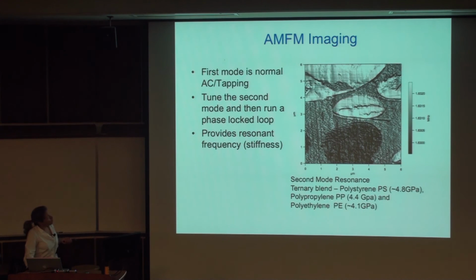And again, I can just not calibrate my system, and that would be fine. In this case, I used this ternary blend of polymers that have 3 different values of elasticity, and I can see a big contrast between the different areas. I cannot measure any numbers at that point. I can just look at the shift of the resonant frequency and see a difference here.